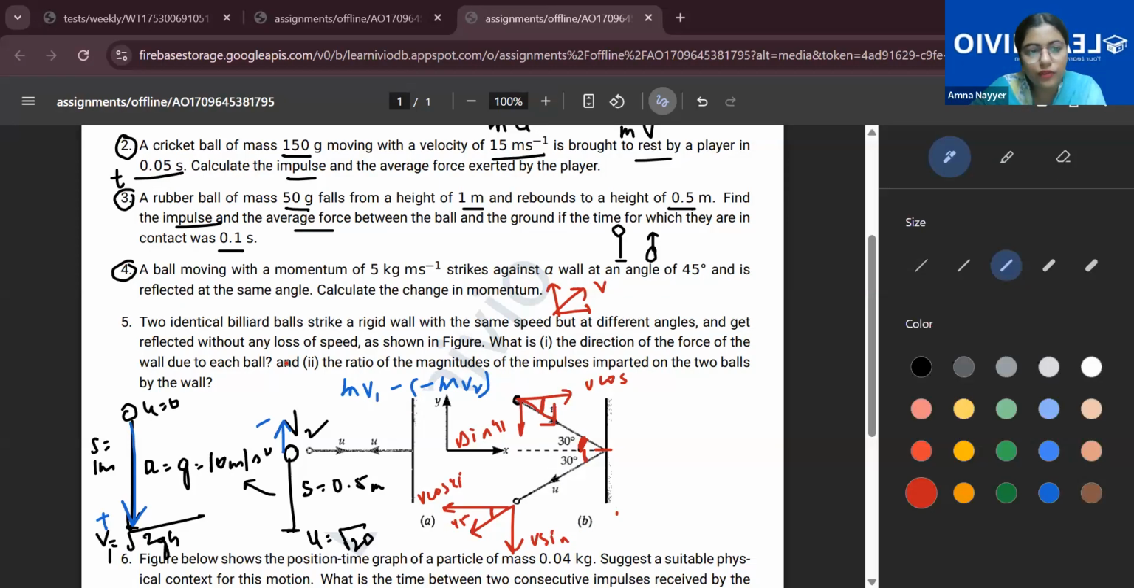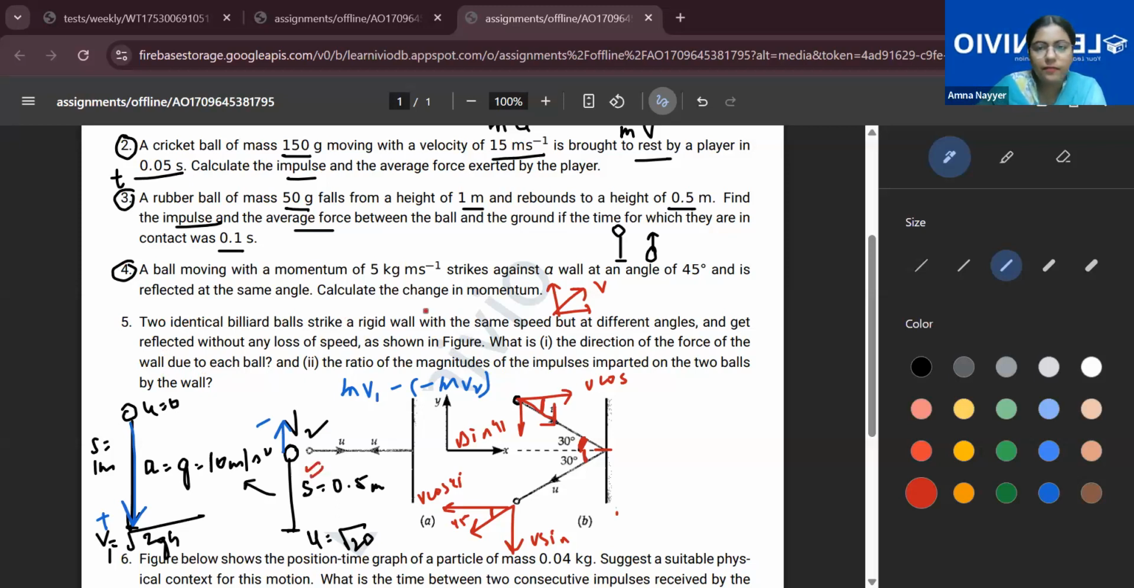What is the direction of the force of the wall? Direction of the force of the wall due to each ball. Two identical billiard balls strike a rigid wall with the same speed but at different angles. Okay, here this is the initial case.